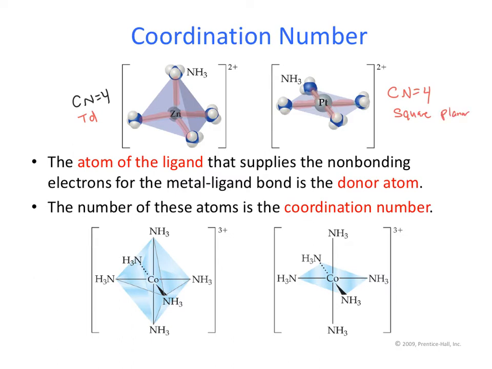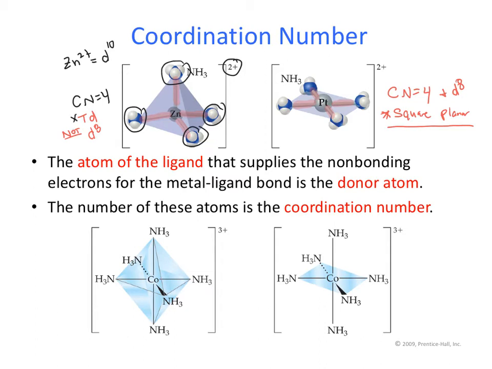geometry. And the reason for that: if I have a coordination number of 4 and a D8 metal center, I have square planar. If I have a coordination number of 4, I have a tetrahedral geometry if my metal center is not D8. And what I have here, my metal center is zinc 2+. I know it's zinc 2+ because my ammonia ligands are all neutral, and I have a charge of 2+ here, so zinc must be +2. Looking at your periodic table, D10, that's why we are tetrahedral.